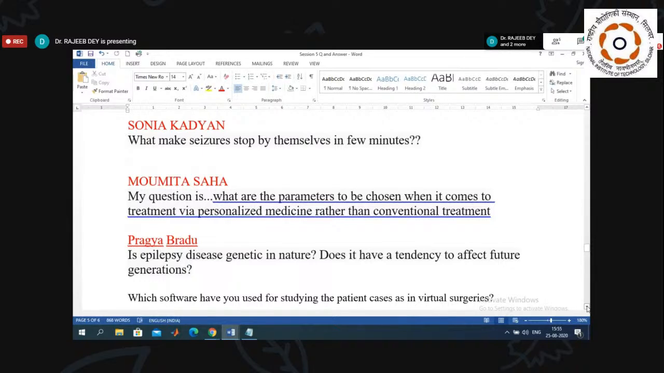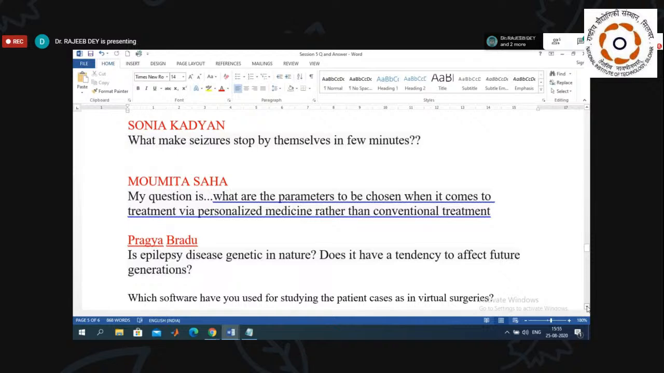So the whole takeaway message that I would want to give is that there's a huge need for precision medicine and to personalize the therapy for every individual patient, rather than a one-fits-all approach, especially in the context of brain disorders. The brain itself is very heterogeneous, and how the epilepsy affects the brain is very heterogeneous.